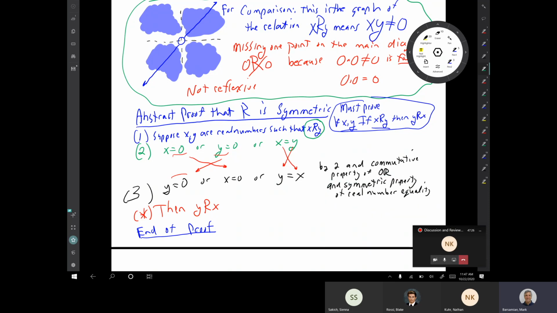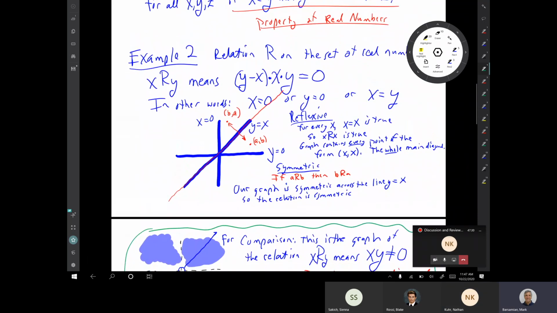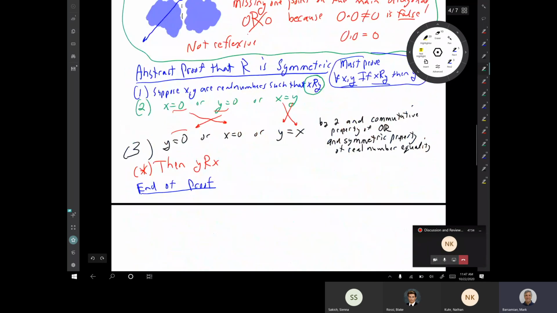And go back up to this. Why was this true? That's what's called the reflexive property of real number equality. So the reflexive property of our relation has at its heart this one step which comes from the fact that real number equality is reflexive. Okay, so back to this.